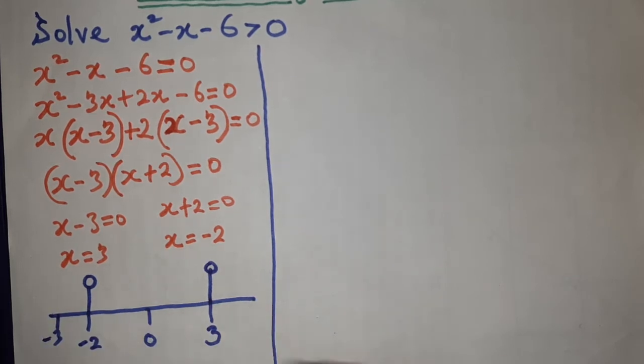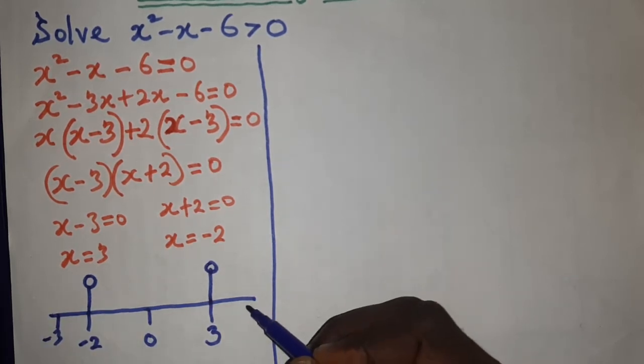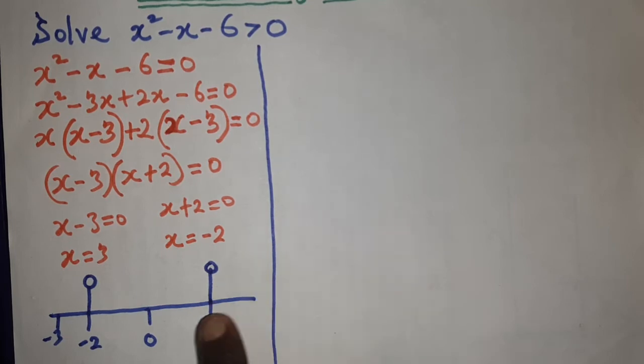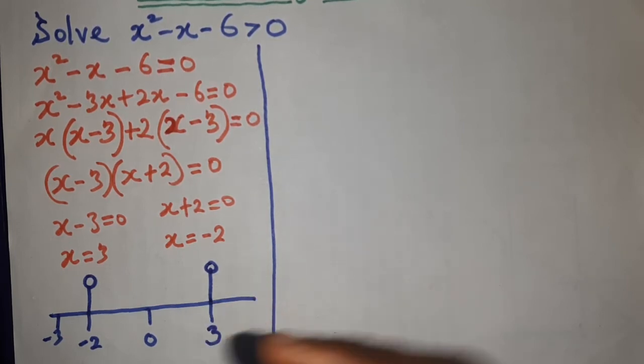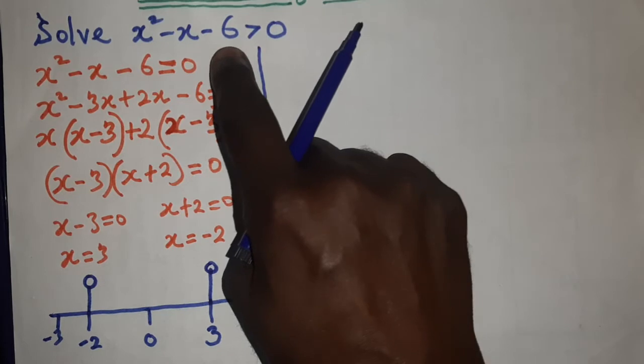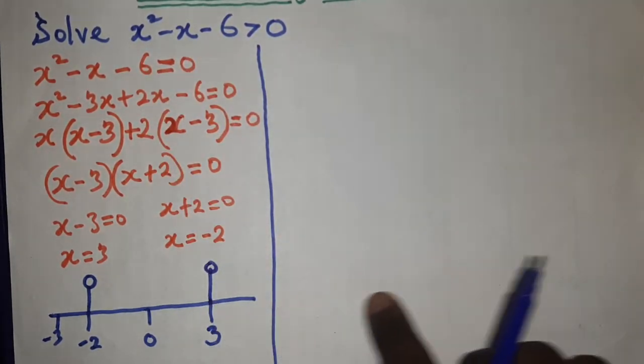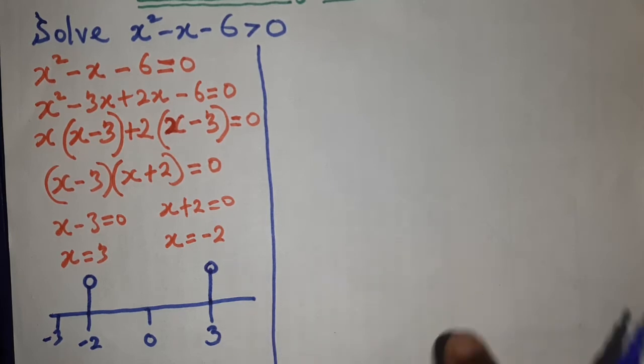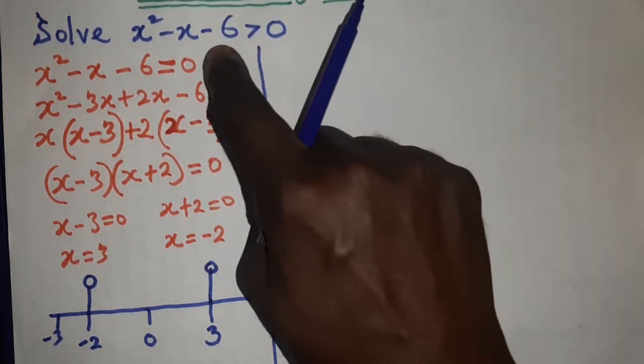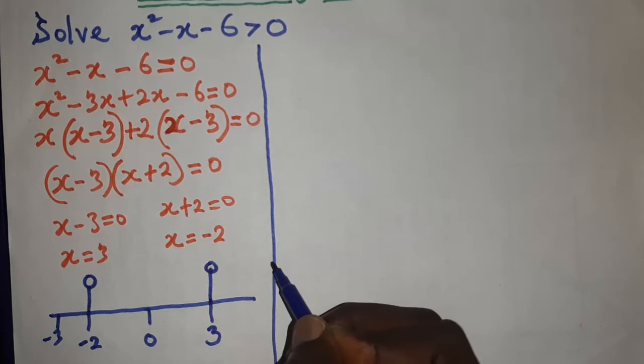And I'll also come here and pick 4 or 5 or 6. Just pick any of the values that are on the right hand side of 3 and fix into this quadratic inequality to see if it will make it true. If it makes it true, it means that every other number here will work out. 4, 5, 6, 700, 1000 will also make the inequality true, and it means I can draw my arrow this way.